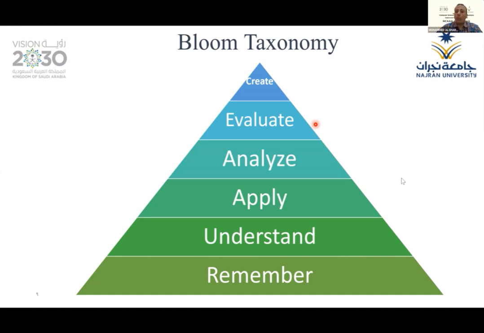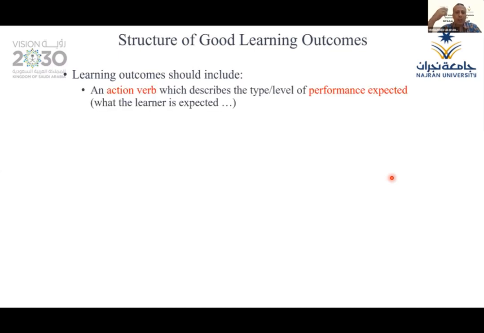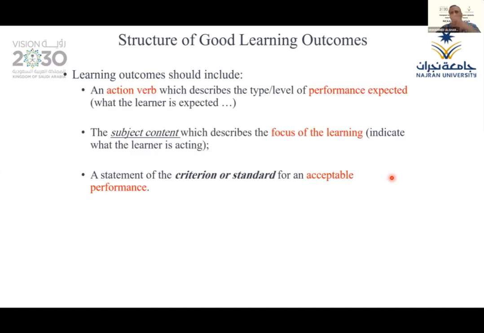This is a Bloom taxonomy. Just to remind that when we design the learning outcome statement, it consists of 3 parts. The first part is the action verb. The second one is the subject content. And the third one, the criterion or standard. So the action verb is very important according to Bloom. Why do we use this action verb? To describe the level of the performance expected from the learner.